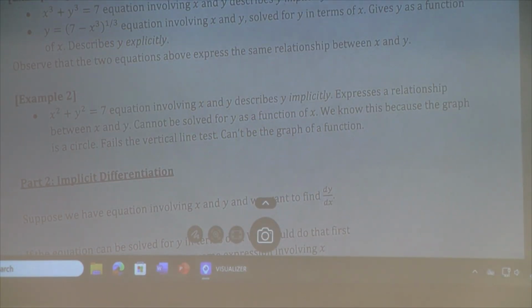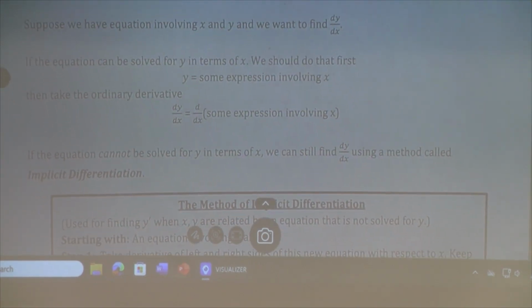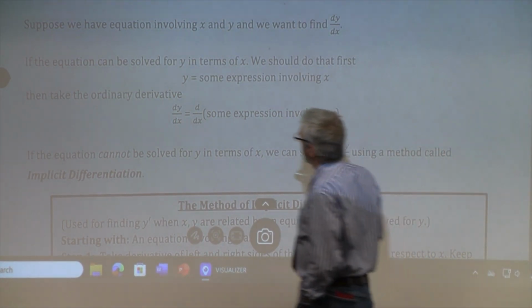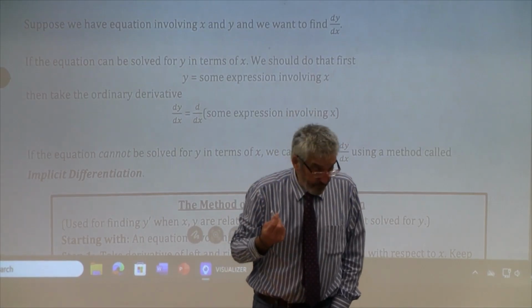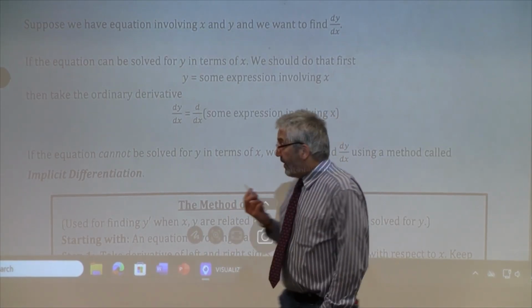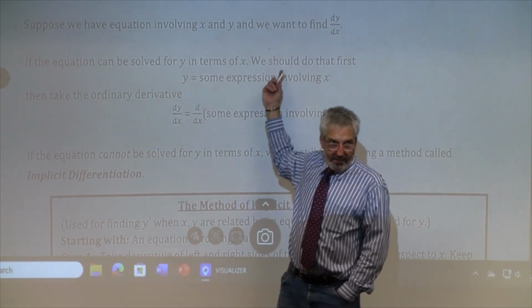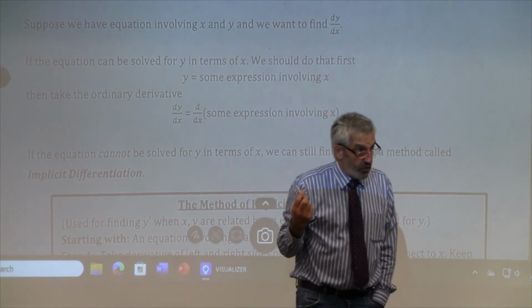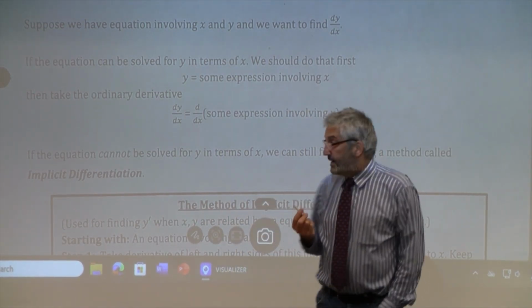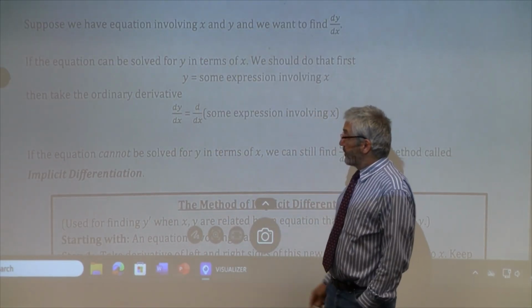Now, in implicit differentiation, we're going to be interested in having an equation involving x and y, and we want to find dy/dx. Now, if you have an equation that can be solved for y in terms of x, so y equals a bunch of junk involving x, then fine, you just take the derivative the normal way. You do dy/dx equals d/dx of all that junk, and you get the derivative.